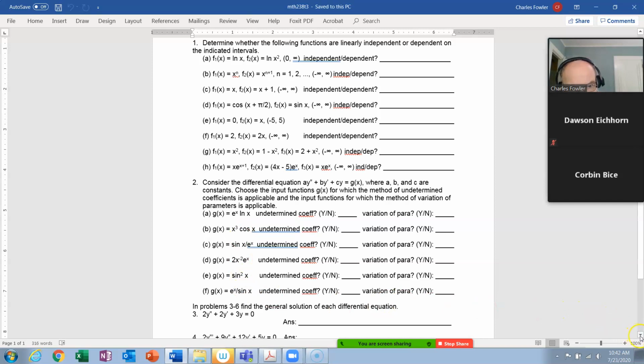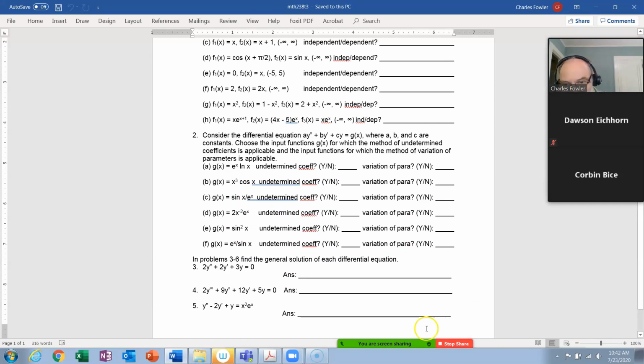Then 3, 4, and 5, I think that's all, is solve. This is a homogeneous, non-homogeneous. Notice none of these are initial value problems, so you will have either 2 or 3 arbitrary coefficients in your solutions for these. Okay. Any question? This one will have just those solutions. This one will have a particular solution as well. Okay. Any questions?